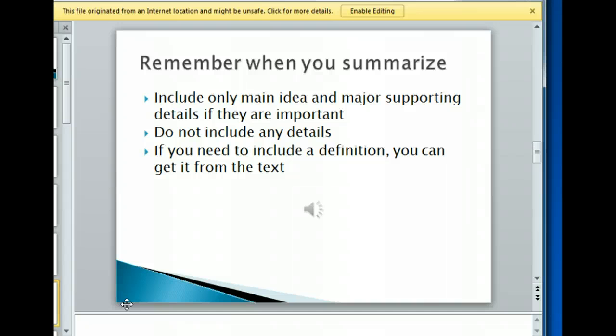And remember that when you summarize, you're going to include only the main idea and major supporting details if they're important. Do not include any minor details. If you need to include a definition, you can get it from the text.